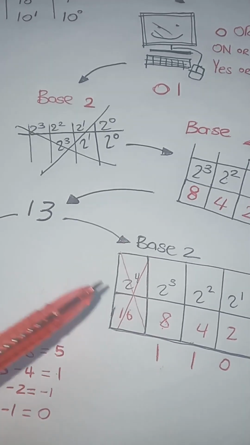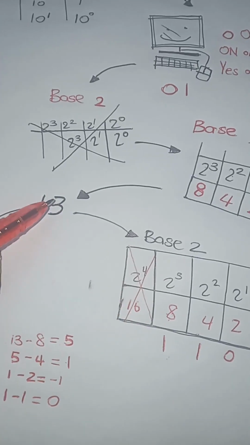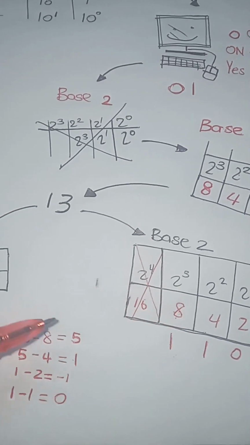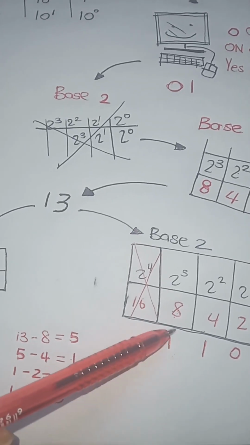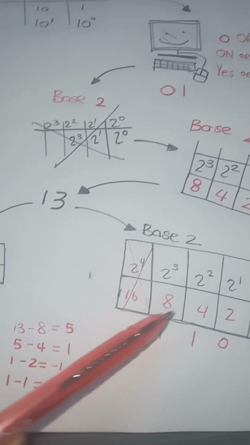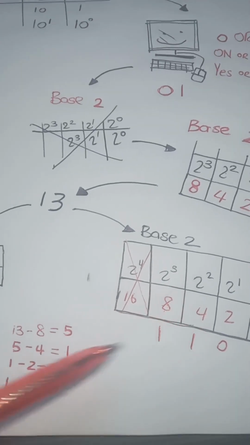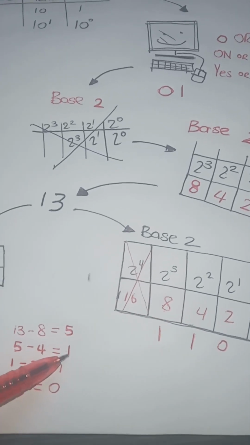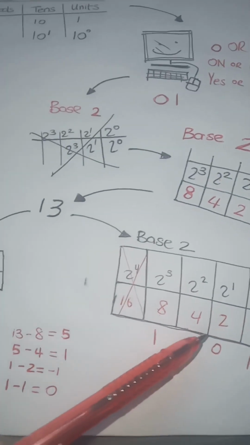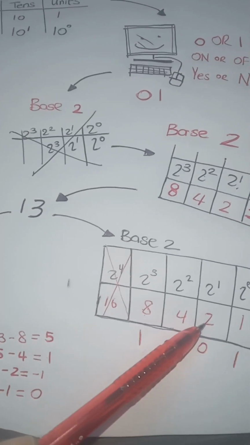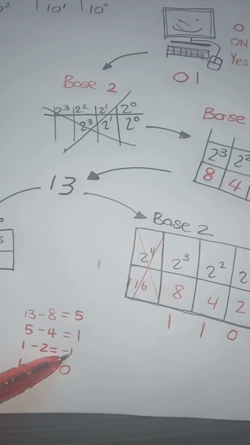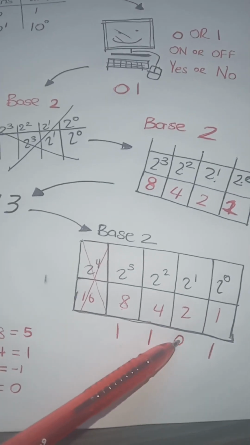Then it will say, okay, I have 13. If I subtract the number 8, what do I get? I get 5. Okay, so you'll get a 1. Then if I have 5 and I subtract 4 from there, what do I get? I get 1 as a remainder. Good. Then we put a 1 there. Then it will say, okay, now that I have 1, if I subtract 2, what do I get as a remainder? Negative 1. That's not going to work. So then it writes a 0.